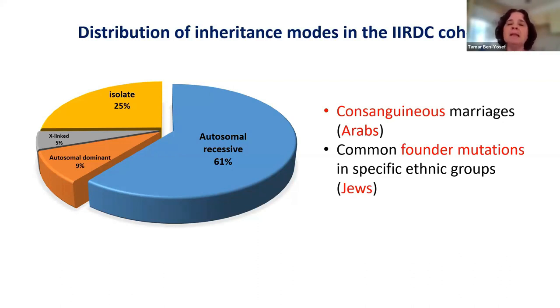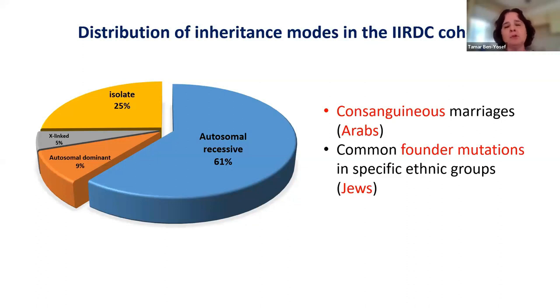Jews in the diaspora, before they arrived in Israel, used to live as closed communities which didn't mix with the surrounding communities. As a result, each Jewish ethnic group, wherever they lived, developed their own set of specific mutations, which became quite common in this population. We call those founder mutations. Nowadays in Israel, Jews almost don't marry relatives. It's very uncommon among Jews.